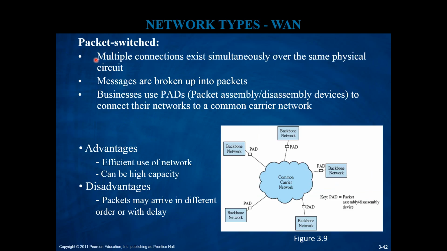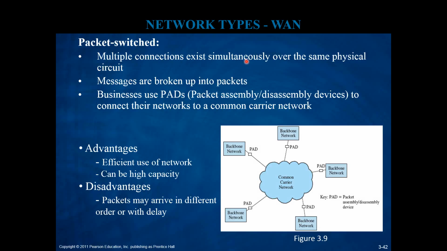And then there's a packet switch way of implementing WANs. It's not really related to connection type. It's more related to the transmission protocol. So basically, what happens is that you have multiple connections over the same physical circuit. So it's not really about the physical way of connecting it. It's more about transmitting. Packet switching is about transmitting signal over physical circuits.